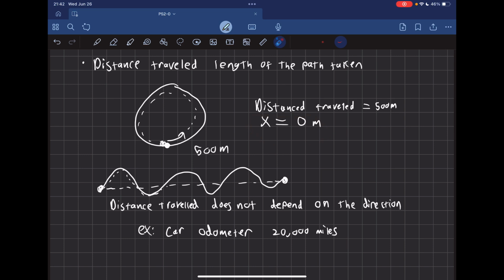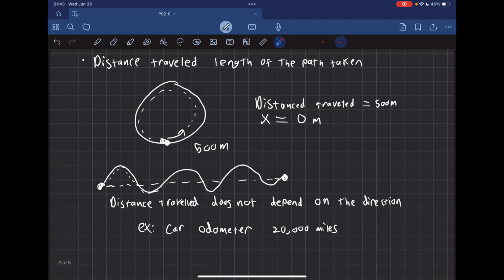So here the distance traveled and displacement are not the same. In fact, the only time that distance traveled and displacement would be the same is if you travel in a straight line. So you start somewhere, travel in a straight line, and then end. And never double back, never change your direction. Then your distance traveled and your displacement is going to be the same. That is the only case where those two numbers will be equal to each other.